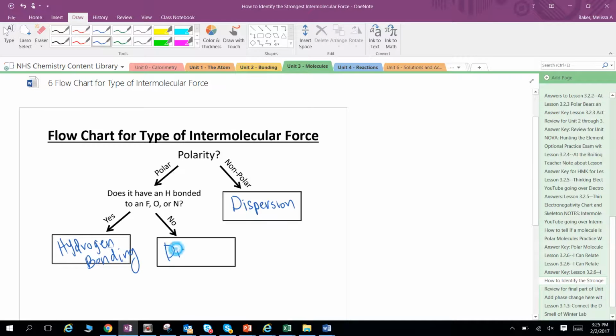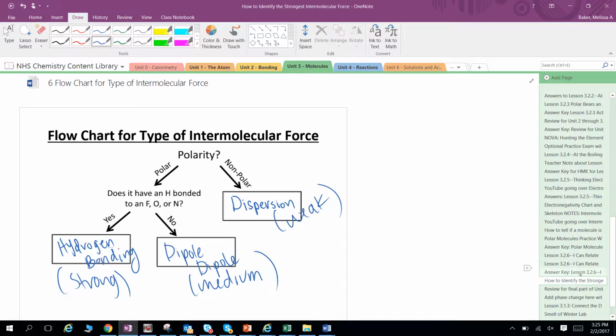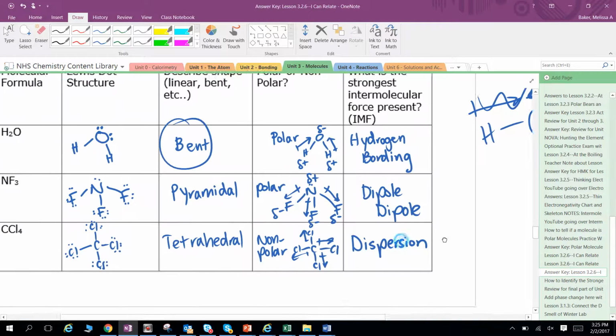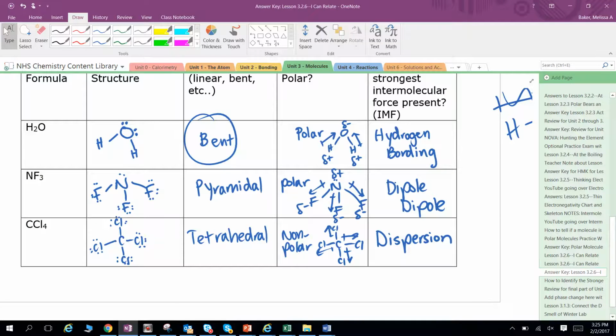And if it's polar, but it doesn't have the specific bond referenced above, then it's got medium forces, the dipole-dipole. So I'm also going to label on here weak, strong, medium. That's how much the molecules are held together. So back to this, the other examples here.